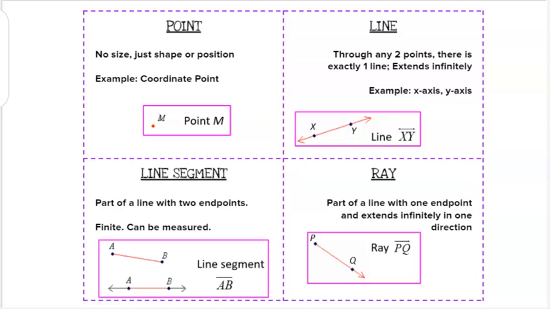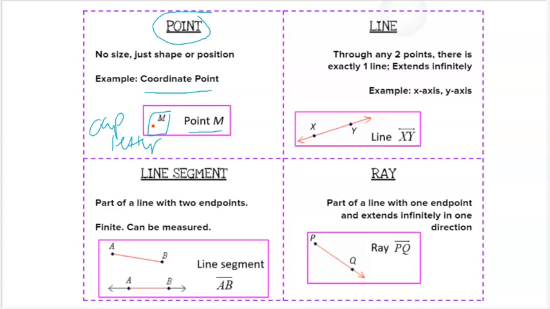So we've got a point, which has no size, just shape or position. An example would be a coordinate point, something that we've worked with before. It's labeled by a capital letter. So just one capital letter is how we name points. So point A, point B, point M. That's how we name points.